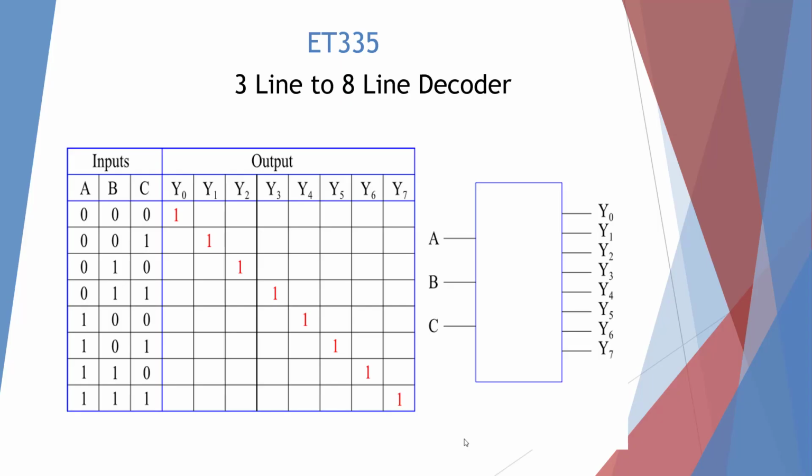Here we have a 3-line to 8-line decoder. So we have 3 inputs and we have 8 possible selectors. And this is going to be a positive output because it's going to be 1. So we go from Y0 to Y7. And again, we're going to put the Boolean in and it's going to select one of the 8 outputs.